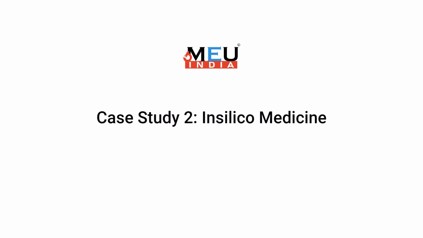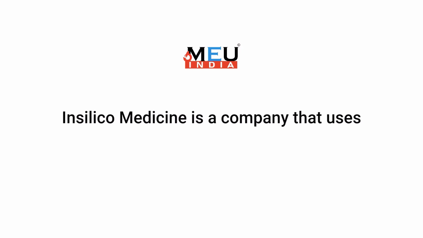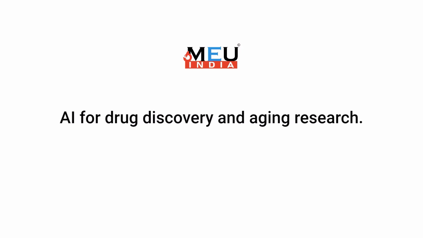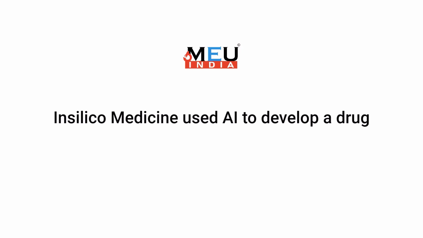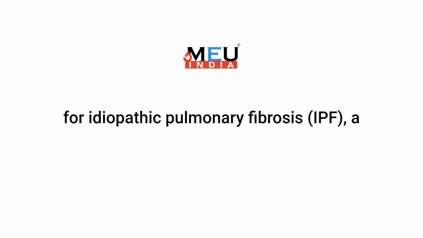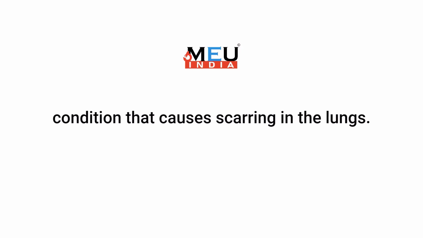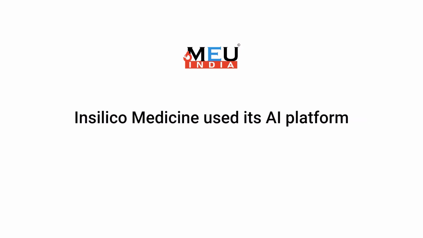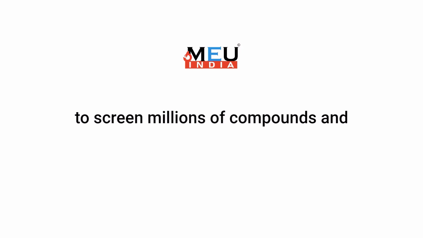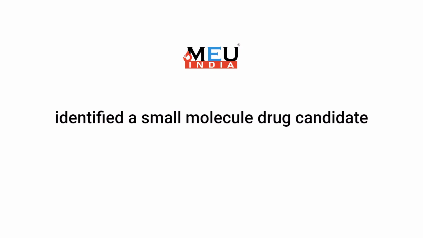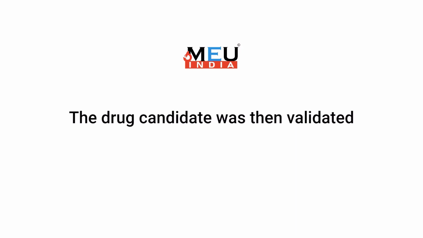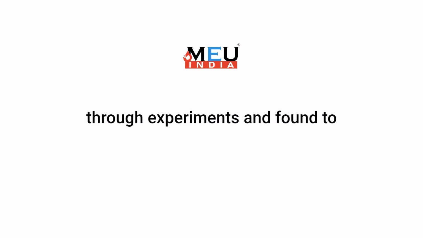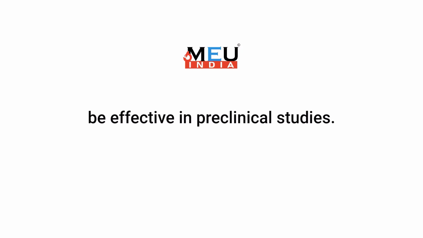Case study 2, In Silico Medicine. In Silico Medicine is a company that uses AI for drug discovery and aging research. In one of its successful case studies, In Silico Medicine used AI to develop a drug for idiopathic pulmonary fibrosis, a condition that causes scarring in the lungs. In Silico Medicine used its AI platform to screen millions of compounds and identified a small molecule drug candidate that has the potential to treat IPF. The drug candidate was then validated through experiments and found to be effective in preclinical studies.